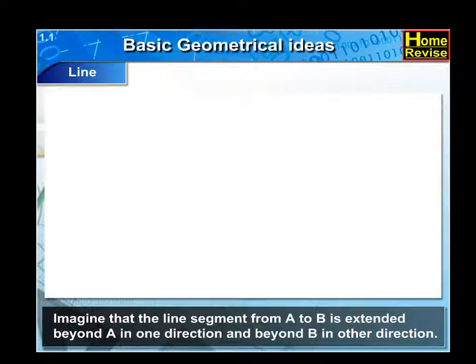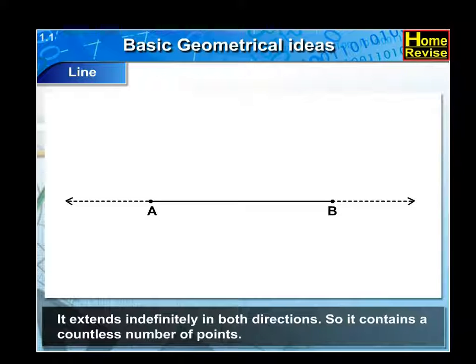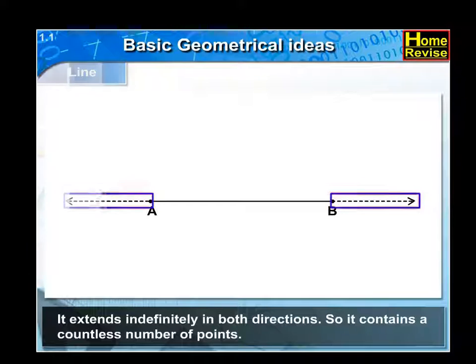First one is line. Imagine that the line segment from A to B is extended beyond A in one direction and beyond B in the other direction. You now get a model for a line. A line through points A and B is written as AB. It extends indefinitely in both directions, so it contains a countless number of points.